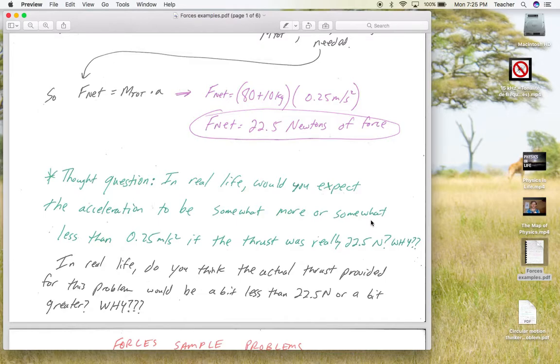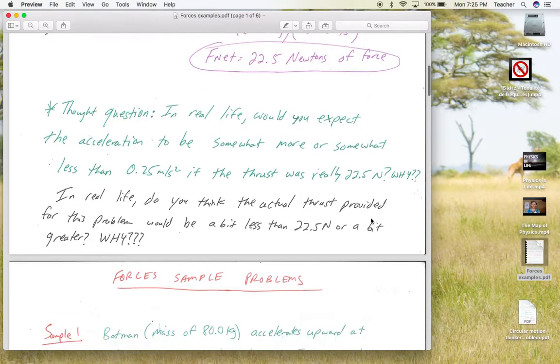I would expect it to be a little bit more as time goes on, because if the thrust is constant at 22.5 newtons, I would expect that the mass of the situation is decreasing as the exhaust leaves the fire extinguisher. So I'd expect the acceleration to increase slightly. Same force, less mass as time goes on.